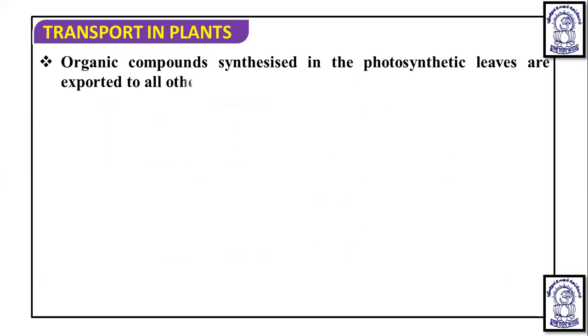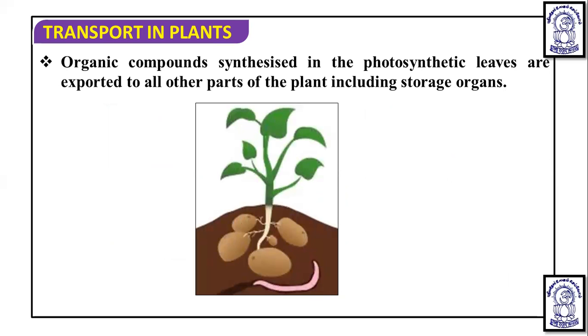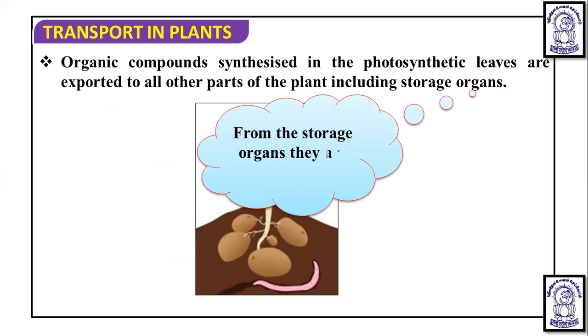Now, if we talk about organic compound, that is a food synthesized in the photosynthetic leaves, are exported to all parts of the plant, including the storage organ. In such a way the transport is carried out by the phloem, and from the storage organ, they are later re-exported back.